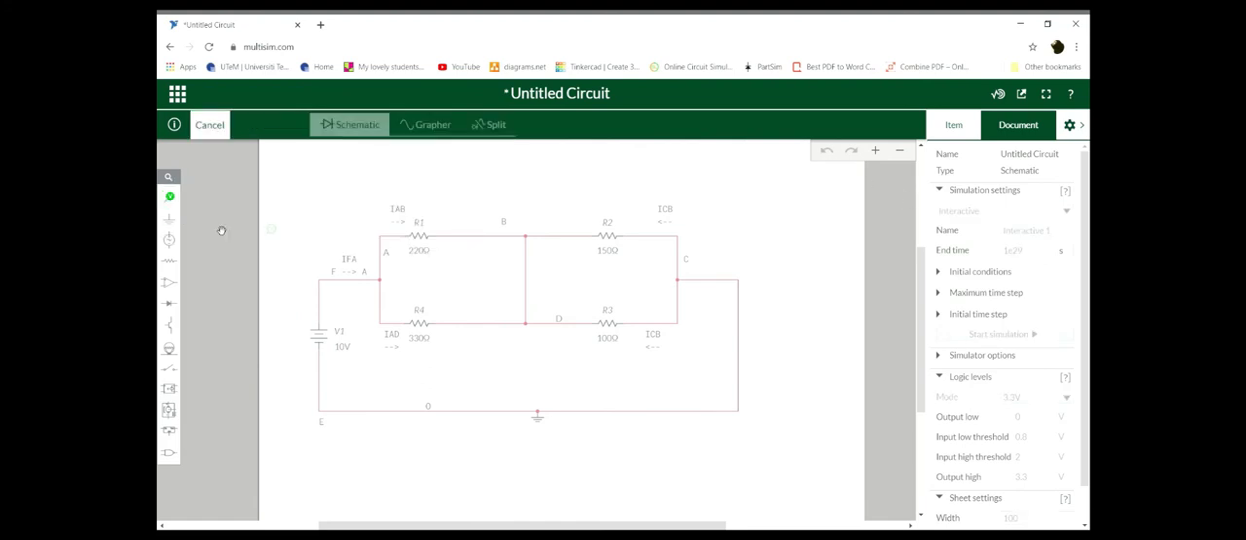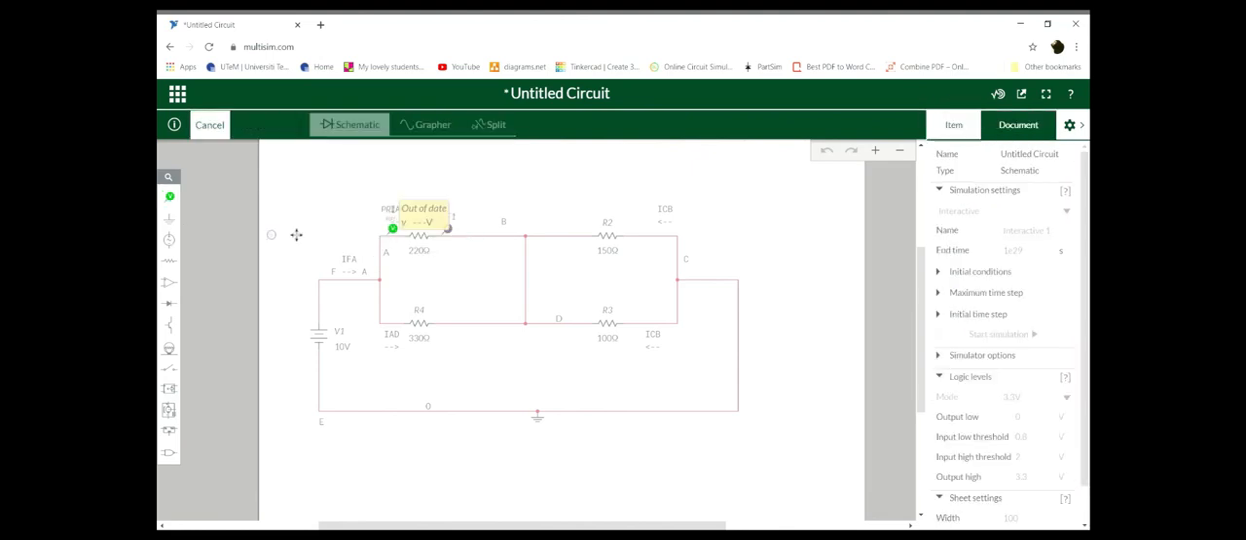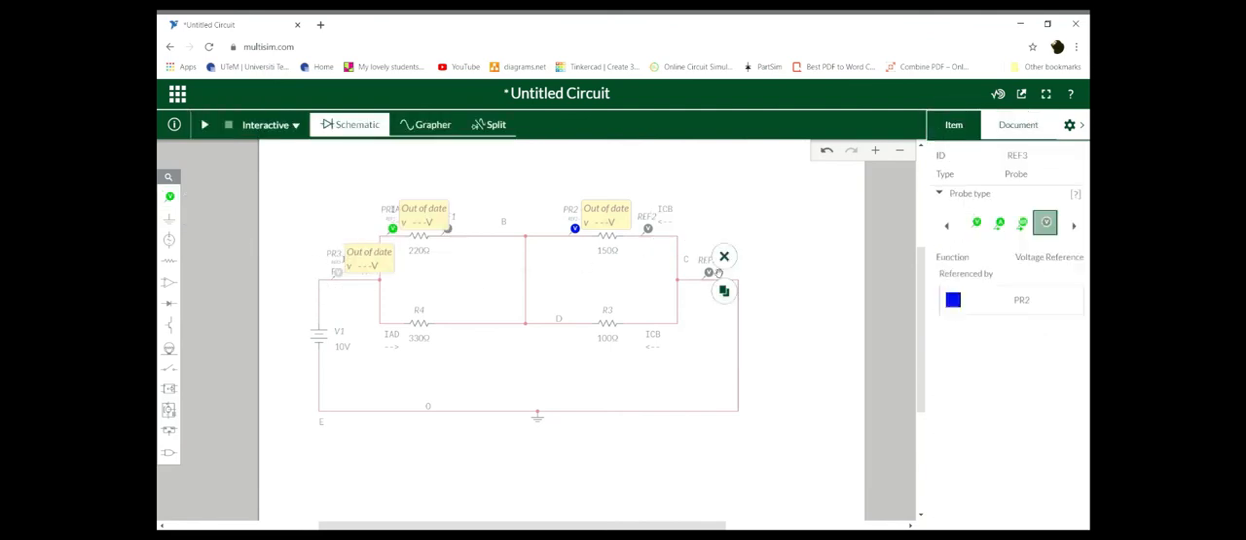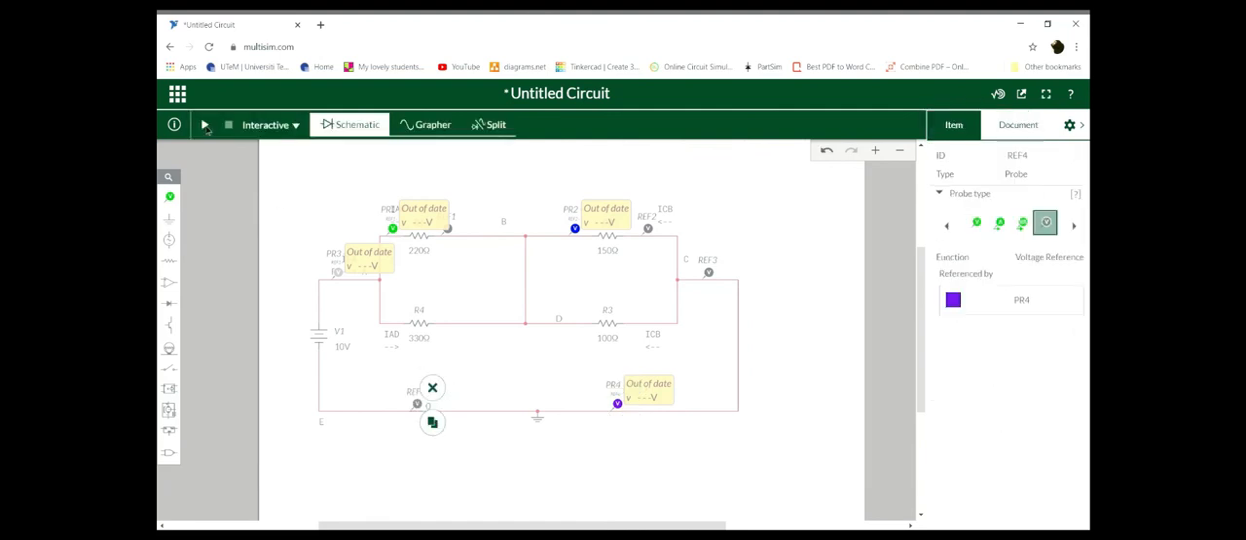In task 3, we have to calculate the voltage by following loops. The first loop is A, B, C, E, F, A. The total voltage in this loop is 20 volt, because to calculate the total voltage according to Ohm's law, we have to add all the values of voltage.